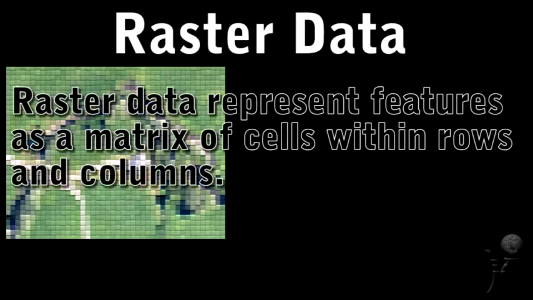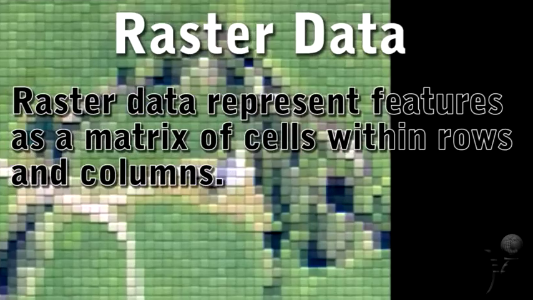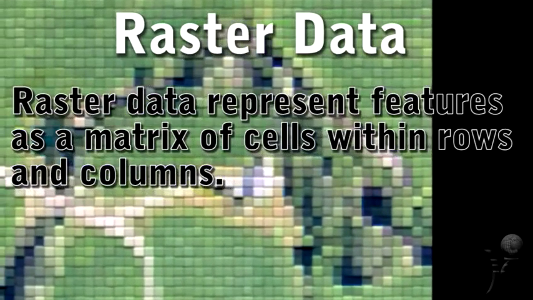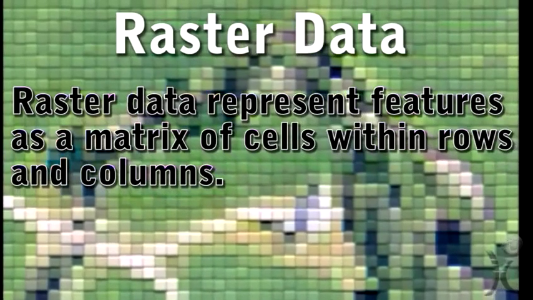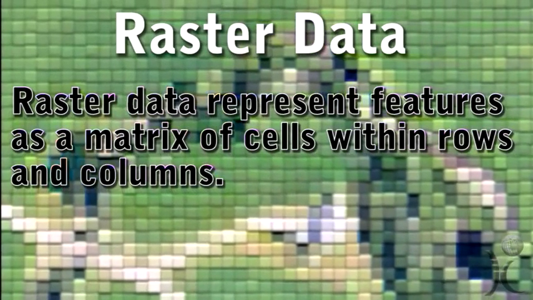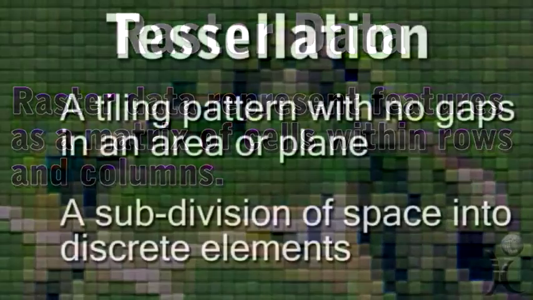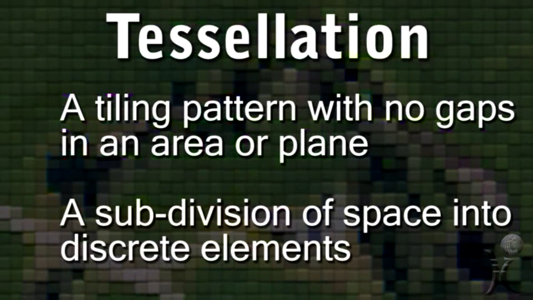The raster data model consists of a matrix of cells, also known as pixels, organized into rows and columns, or a grid, where each cell contains a value representing information. The term tessellation refers to the pattern resulting in or from the arrangement of cells to cover a 2D plane without any gaps or overlaps.